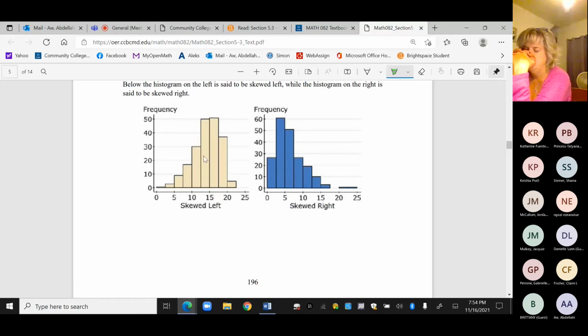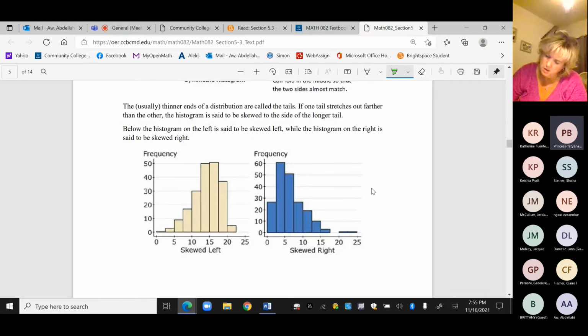Okay, now if you have this one right here, after the peak, where you have the most data, you have most data to the left side, right? From the peak, most data to the left side. This is called skewed left. This histogram is skewed left. This one right here, from the peak, the most data is to the right. This is skewed right. Okay, let me write this down.